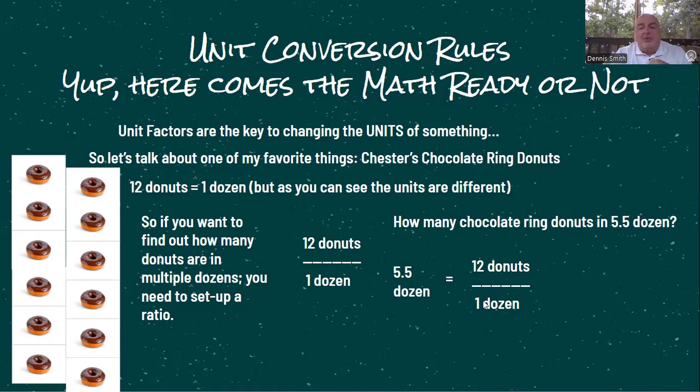So when you see something like this, what are you going to do? We're going to cross cancel. So you're going to be able to take out this dozen, and what's the unit you're going to be left with? You're going to be left with donuts. And that's what you need to get to. How many chocolate ring donuts are there in 5.5 dozen? And then what you do, you cross out your dozens, and you're left with 5.5 times 12, which figures out to be 66 chocolate ring donuts in 5.5 dozen. It would be 66 donuts in 5.5 dozen.